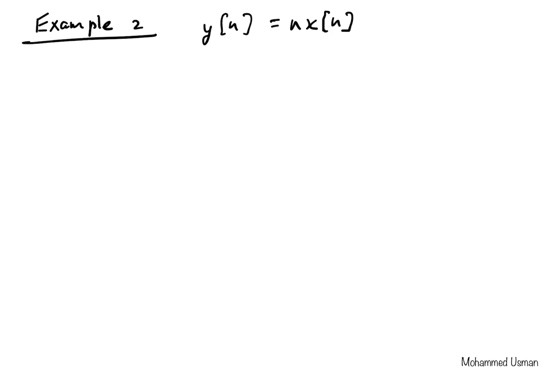Now let us look at another example, in this case an example of the discrete case. Let's call this example 2. If we have y of n equals n times x of n, the input-output relationship is that the output is equal to n times x of n, and we need to check whether this system is a time invariant system or not.